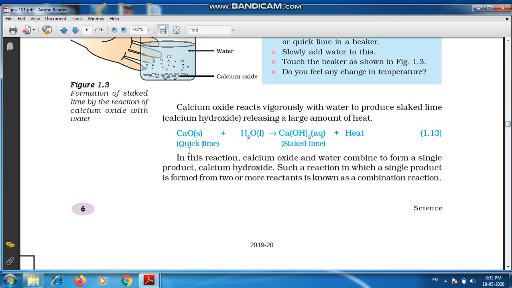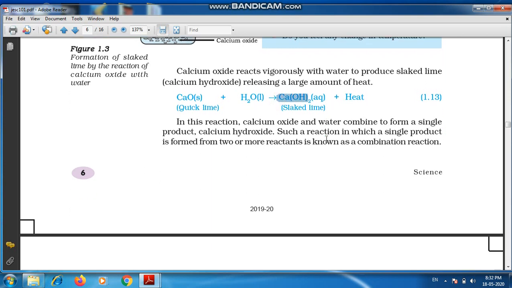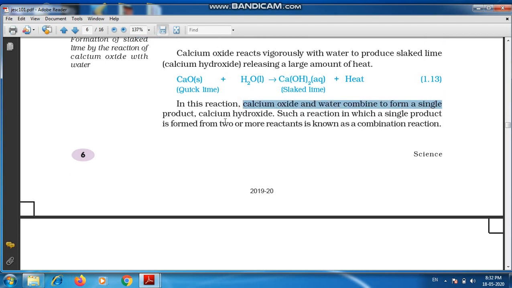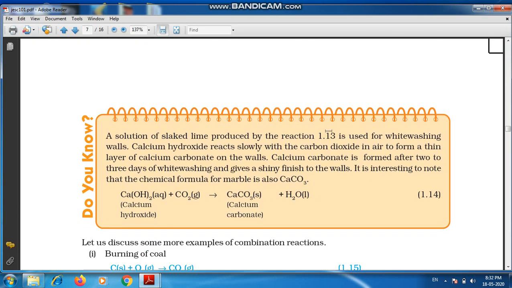Now just have a look over here. On the reactant side we have CaO and we have H2O. Now see, combination, the word itself says it gets combined. You can see Ca(OH)2 on the product side. So in this reaction, calcium oxide and water combine to form a single product called calcium hydroxide. Such a reaction in which a single product is formed from two or more reactants is called a combination reaction.